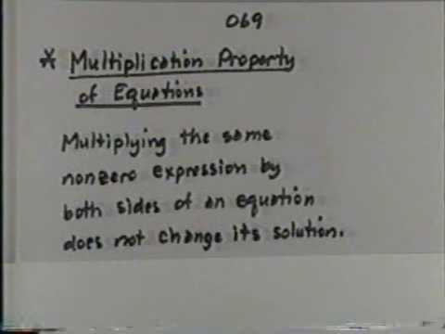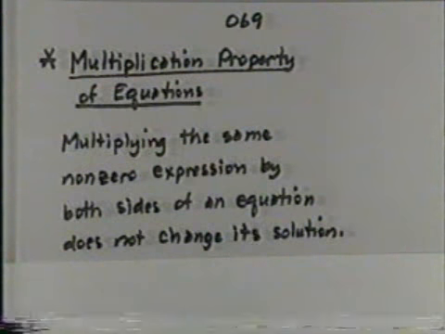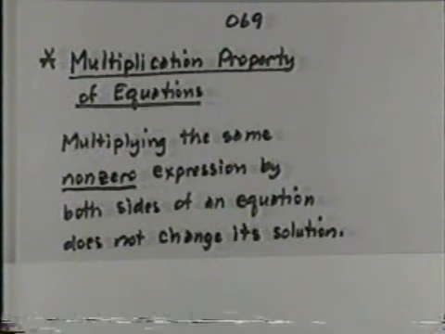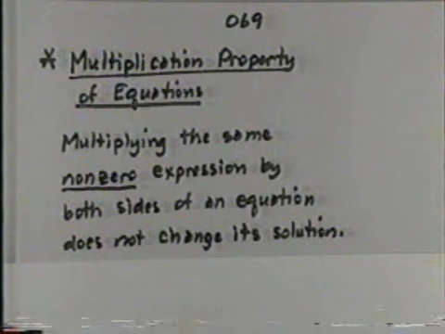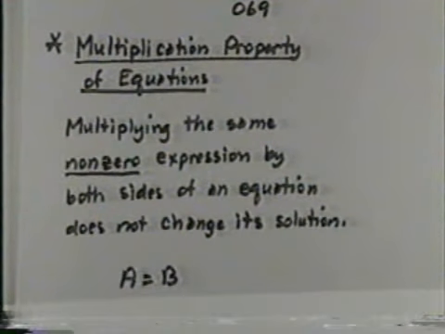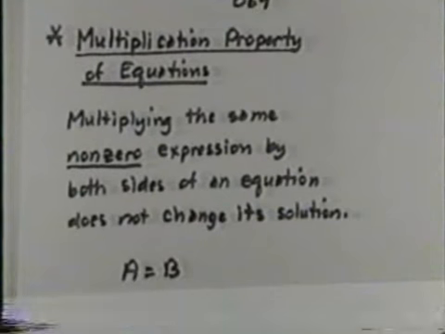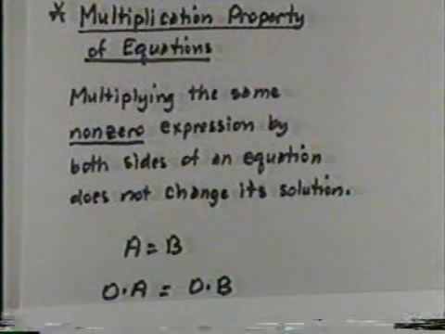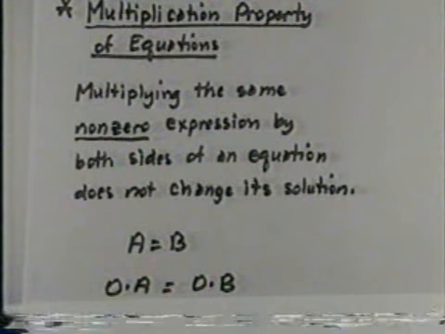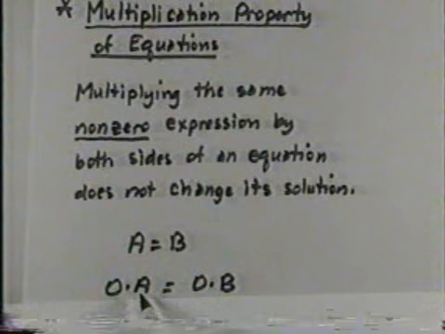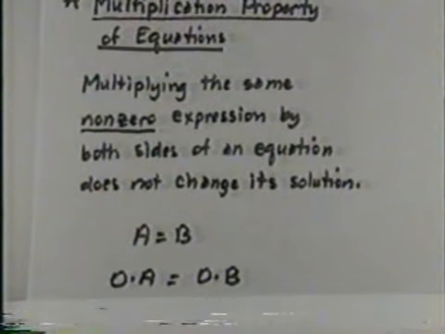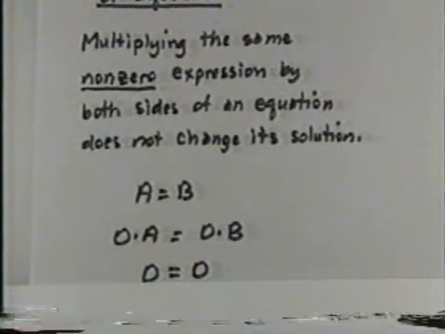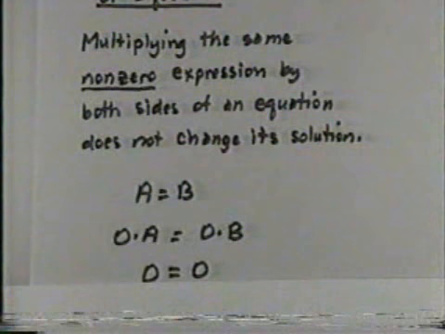We have a word in this one that we didn't have in the addition property. The word is non-zero. Why do we have non-zero there? Well, if we have the equation A equals B, and then we multiply both sides of the equation by 0, what answers do we get? Well, 0 times A is 0, 0 times B is 0. We get 0 equals 0, which is certainly true, but did we get the solution to the original equation?